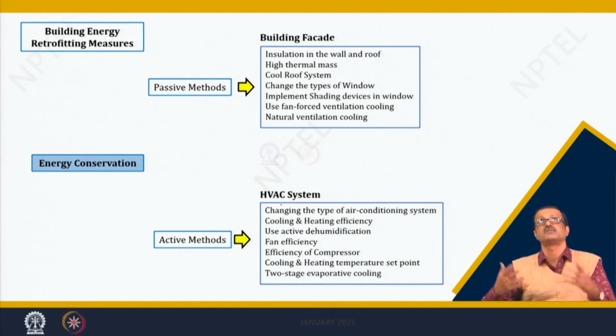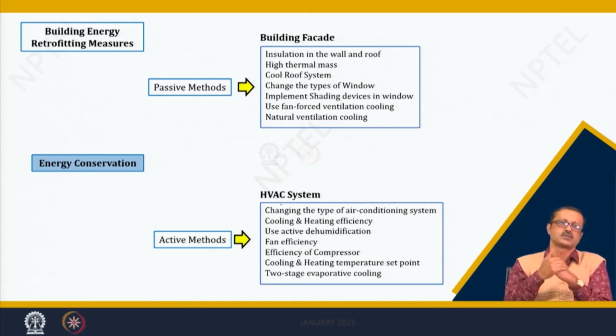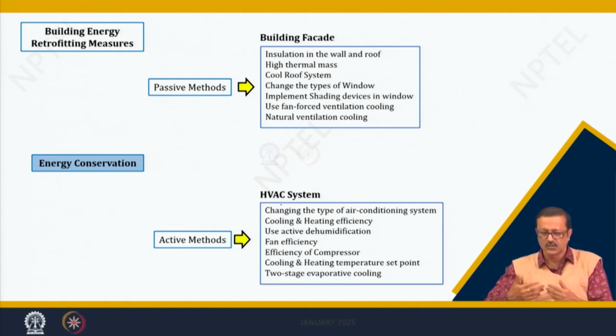Fan efficiency can be changed, and the efficiency of the compressor. So for those equipments which are part and parcel of the HVAC systems, each and every equipment we can think about. Fan, why will it change? Because if fan efficiency is changed, the draft velocity will be reduced, and if the draft velocity is reduced, the cooling will be affected. So from that point of view, we can think of changing only maybe the fan efficiency.